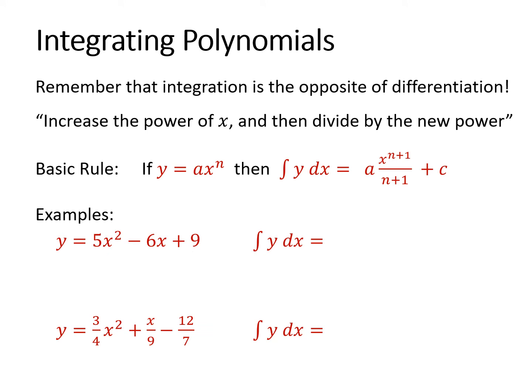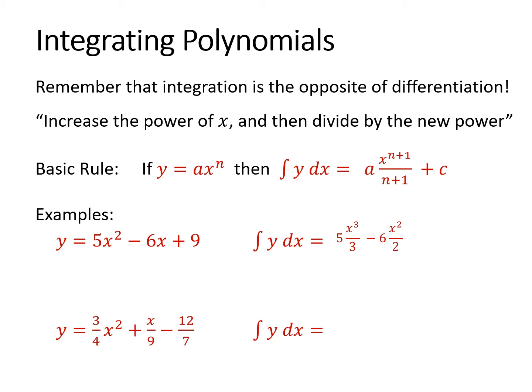So here's some examples. The first one, y equals 5x squared minus 6x plus 9. So when we integrate this, we look at the first term, it says 5x squared. It's going to become 5x cubed because we've increased the power by 1. But we've also got to divide this whole thing by 3, which is the new power. So we get 5x cubed over 3. The minus 6x is going to become minus 6x squared over 2.